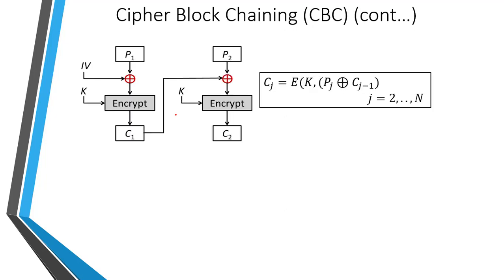So here we can mathematically write the expression for the ciphertext in the cipher block chaining mode. Cj, that is C2 here, equals encryption with key k of the plaintext block pj, that is plaintext p2, exclusive OR with Cj minus 1. That is, if we want to encrypt p2, then we have to exclusive OR it with the preceding ciphertext block, that is j minus 1. Here j equals 2 to n.